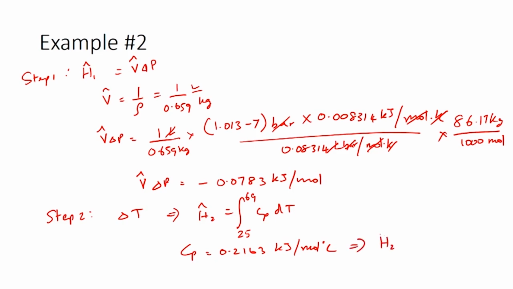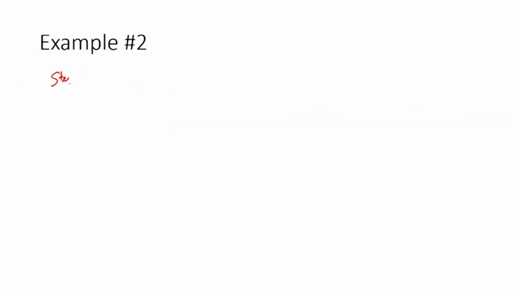So, your H2 cap would be equal to 0.2163 times 69 minus 25, which is 9.517 kilojoules per mole. The step 3 for the process is change in phase. Here the phase change is happening at normal boiling point, so we can use the heat of vaporization directly. Delta H3 cap would be equal to delta HV cap.